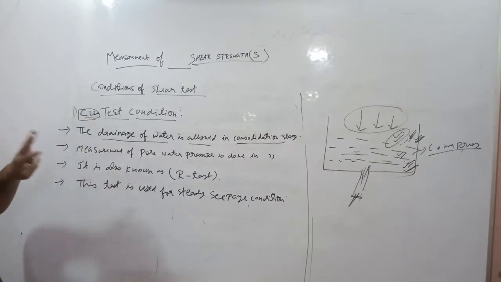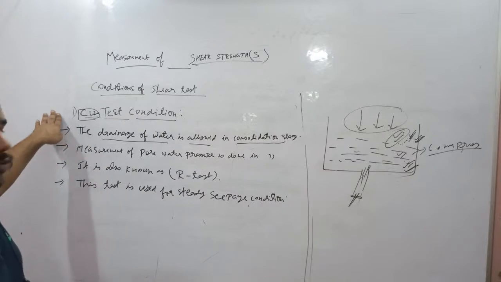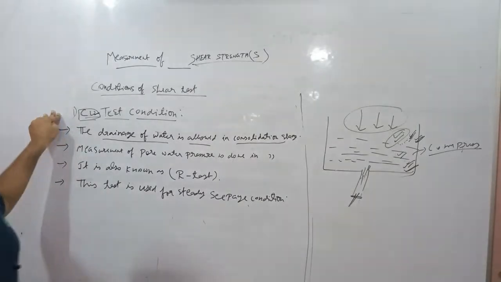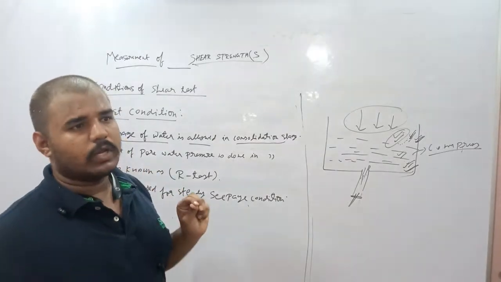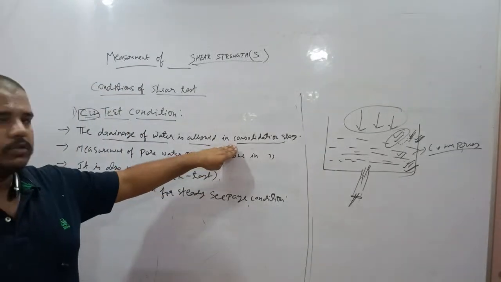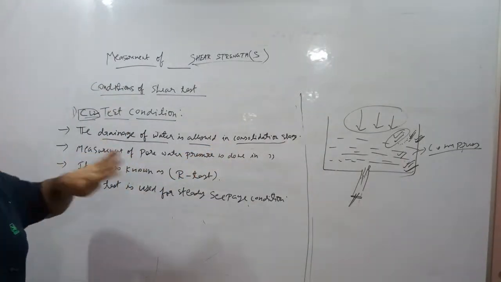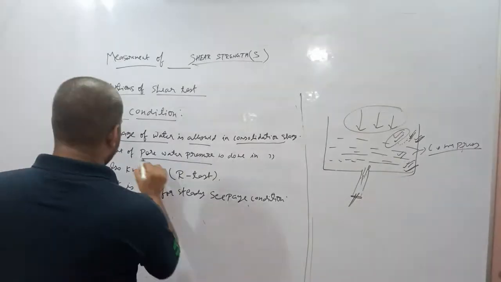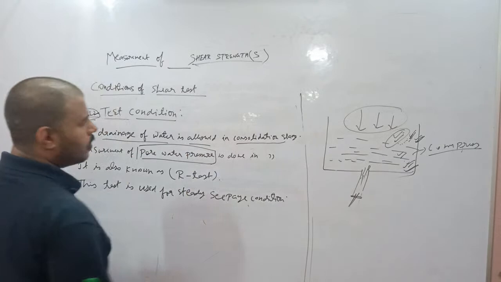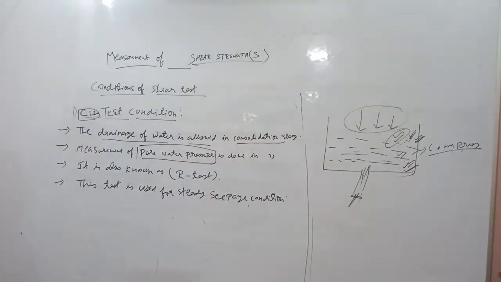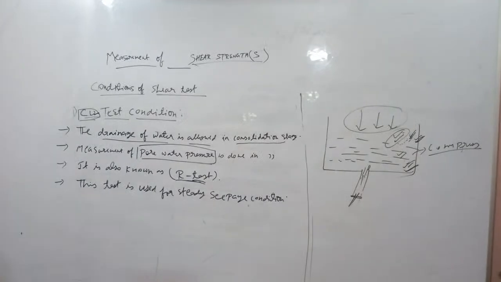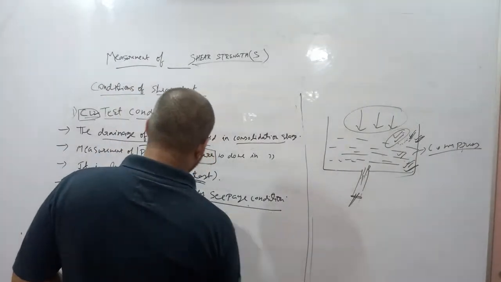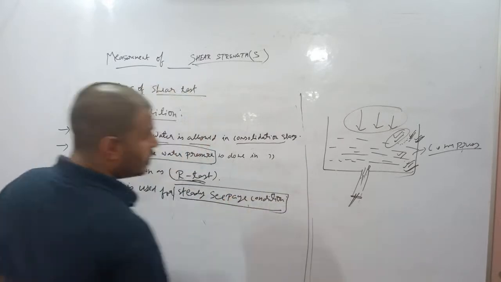But in the consolidation stage we need to allow the drainage, because if we do not allow the drainage, then how will the soil consolidate? For the soil to consolidate we need to allow the drainage in the first stage, the consolidation stage. But in the second stage, for measuring the pore water pressure, we need to stop the drainage of water from this soil specimen. This is what the second point says. And the third one, it is also known as R test, and this test is used for the steady seepage condition. Steady seepage means a constant seepage at a constant rate.